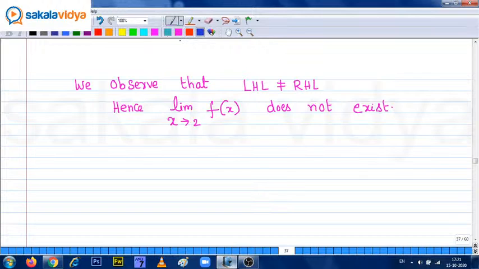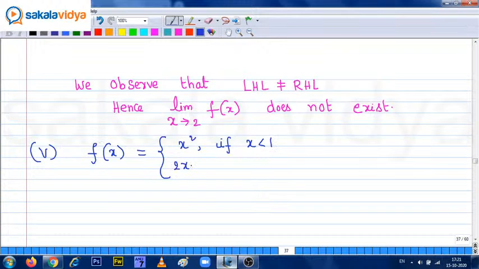So the next question is the fifth one. First note down the fifth question. f of x is defined as a piecewise function: x square if x less than 1, 2x minus 1 if x greater than or equal to 1. Now we need to verify the limit at a is equal to 1.